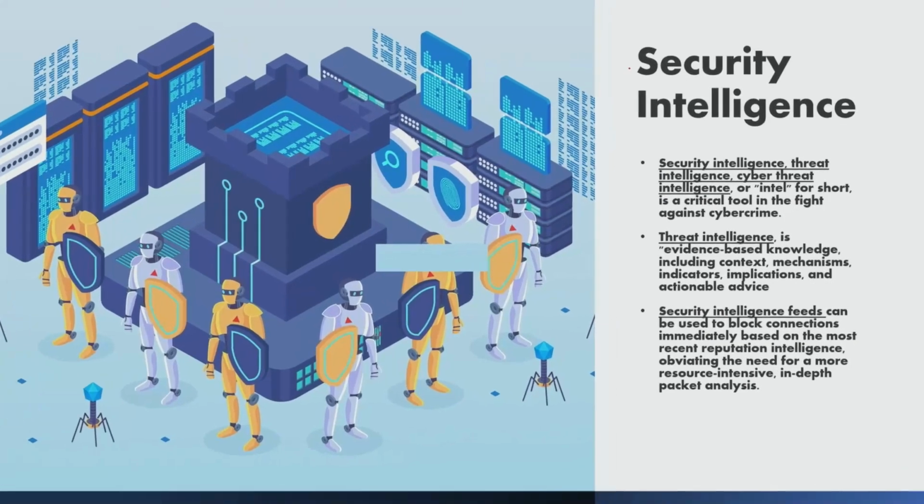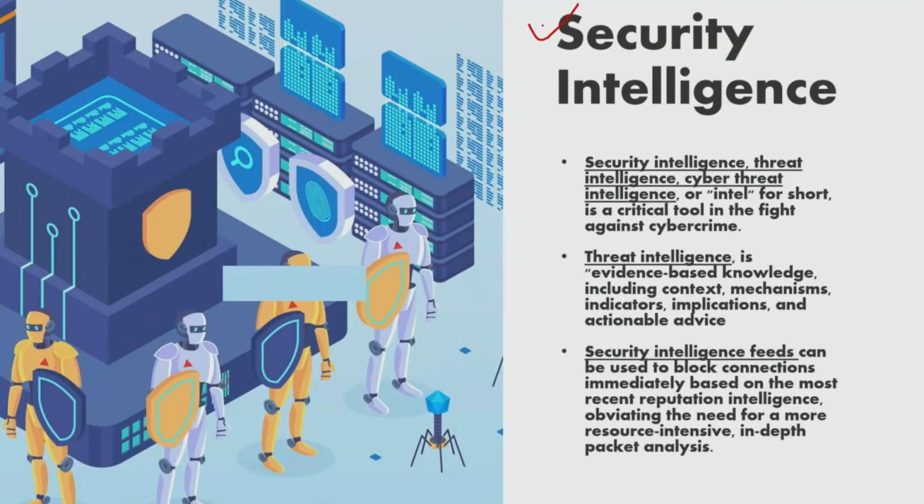Now let's talk about security intelligence, right? So here, security intelligence, or threat intelligence, or cyber threat intelligence, or intel for short, is a critical tool in the fight against cybercrime. Threat intelligence, well, according to Gartner, is evidence-based knowledge, including context, mechanisms, indicators, implications, and actionable advice about an existing or emerging threat or hazard to assets that can be used to inform decisions about subjects' response to the threat or hazard.